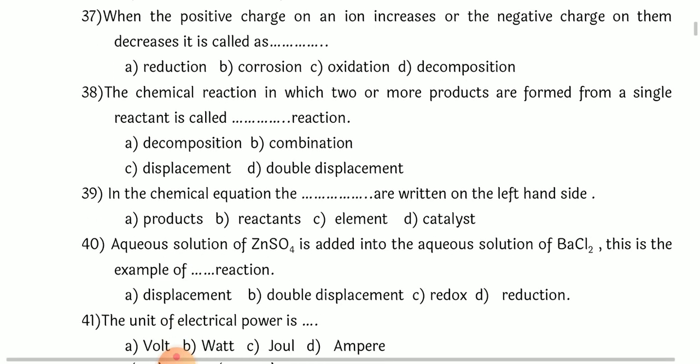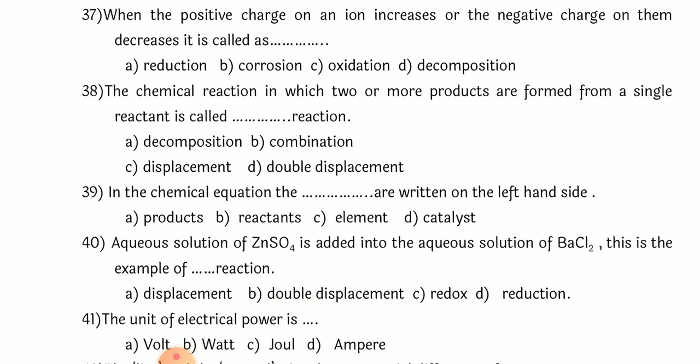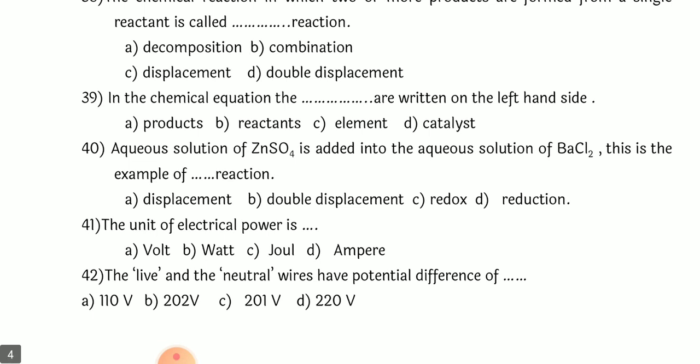The chemical reaction in which two or more products are formed from a single reactant is called a decomposition reaction. One reactant decomposes to form two or more products. 39. In the chemical equation, the dash are written on the left hand side. Reactants are written on the left hand side. Aqueous solution of ZnSO4 is added into the aqueous solution of BaCl2. This is an example of a double displacement reaction.